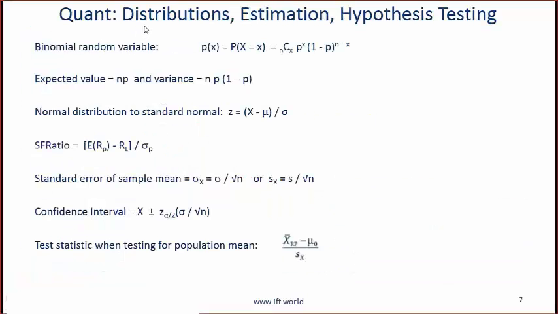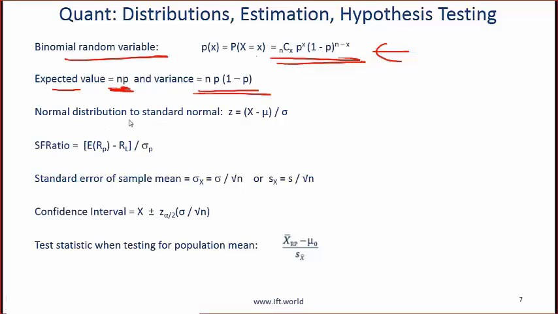Then we move to estimation and hypothesis testing. So binomial random variable, the probability of X successes is given by this formula, where p is the probability of success, X is the number of successes out of n trials. So make sure you know this. Expected value is np, where n is the number of times you do the test and p is the probability of success, and this is the variance. So I'd say that these are type 2 and type 3, so make sure you know them.